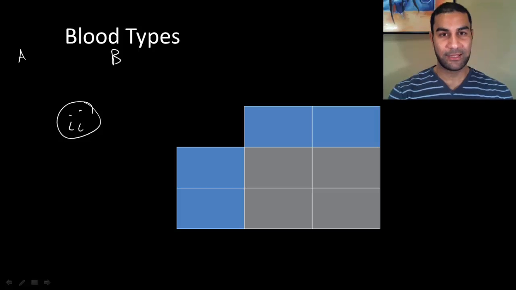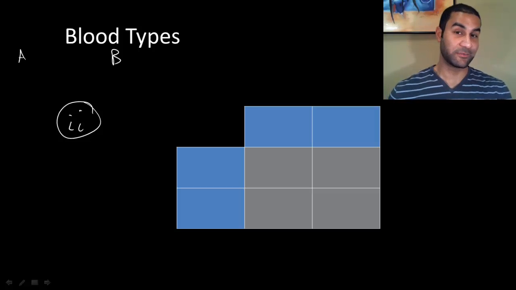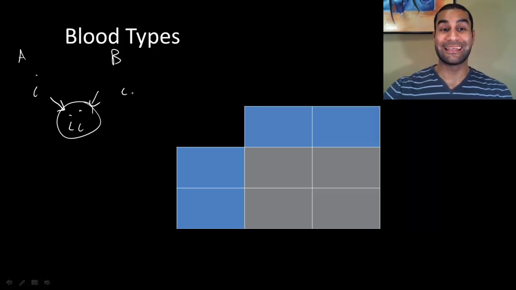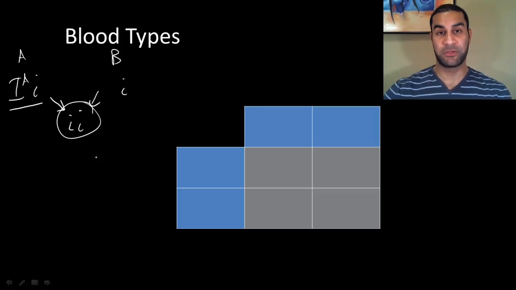Or is there a way that a type A parent and a type B parent can actually produce a type O child? These are my actual parents, so it is possible. Let's think about how that's possible. I need to be able to have both parents give me a recessive I, which means a recessive I had to come from each of my parents. My mother had to give a recessive I, as did my father. Now if my mother has one recessive I, but she's also type A, that means that the other I has to represent that A. So this has to be my mother's genotype.